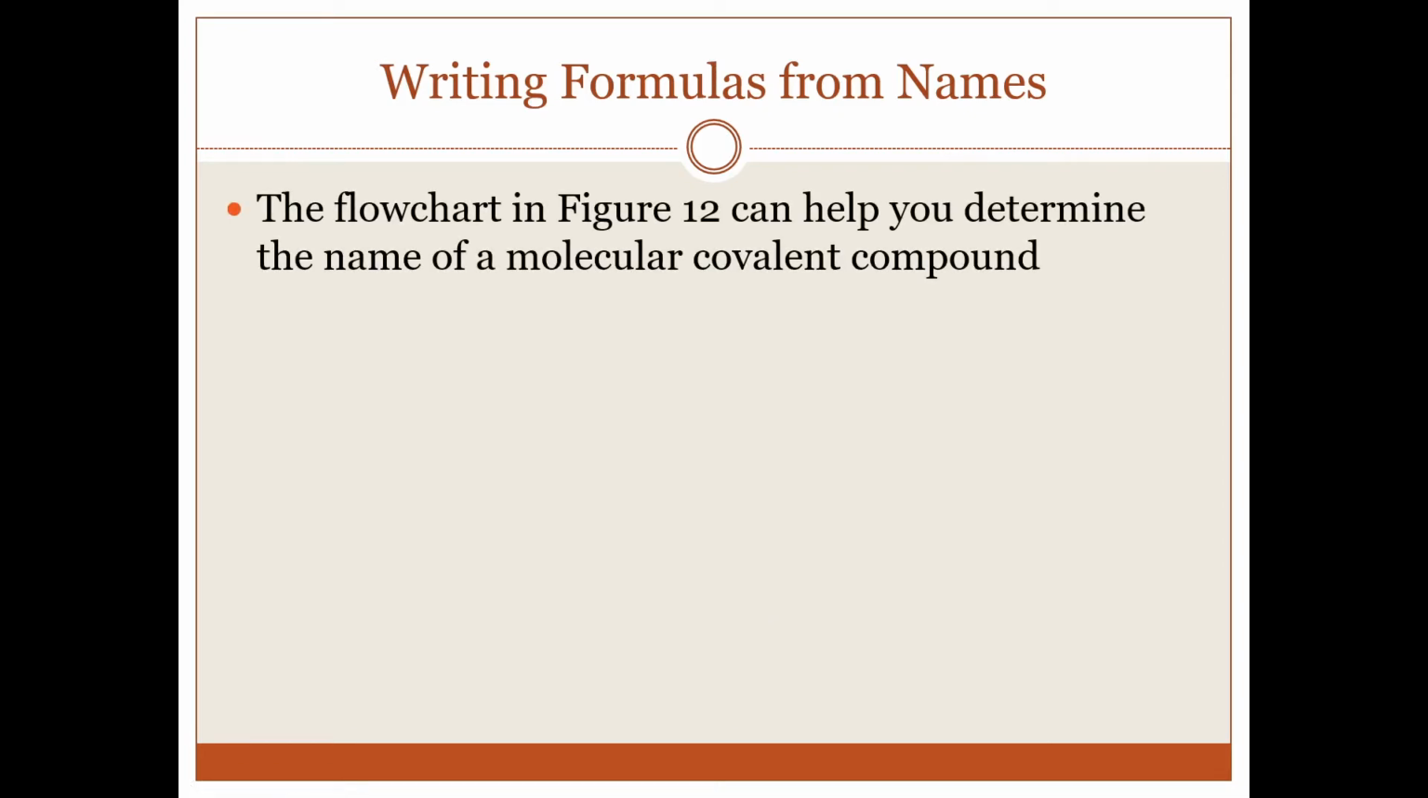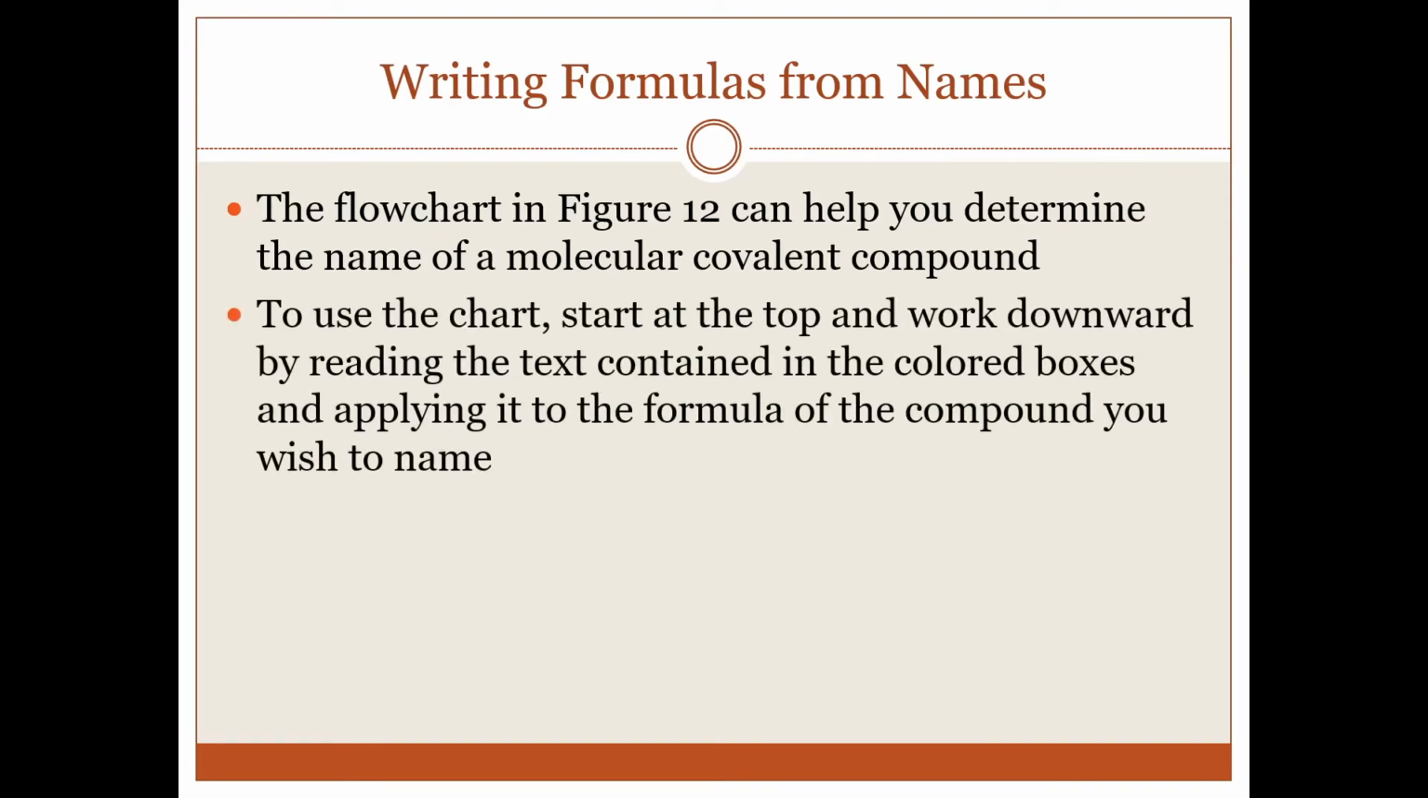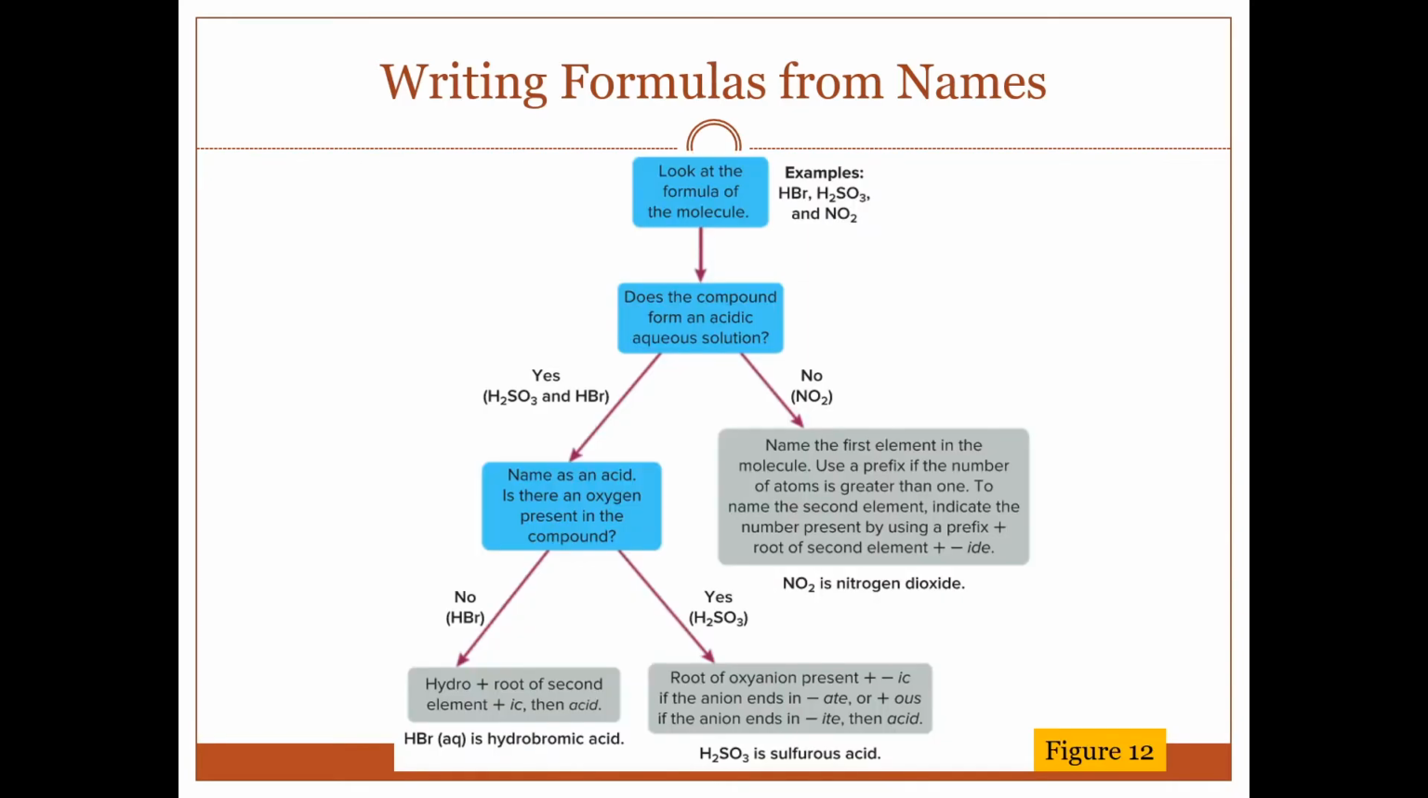The flowchart in figure 12 can help you determine the name of a molecular covalent compound. Use the chart, work from top to bottom, and apply it to the formula of the compound that you want to name. So here we're going to start up here. Look at the formula of the molecule. Let's take, for example, HBr. Does the compound form an acidic aqueous solution? If yes, we'll go to the left. If no, we'll go to the right.